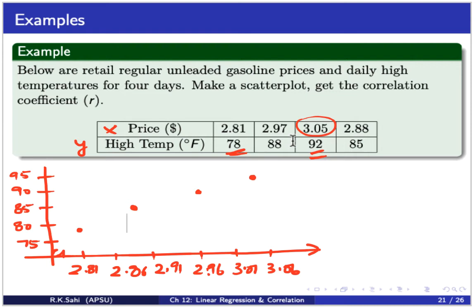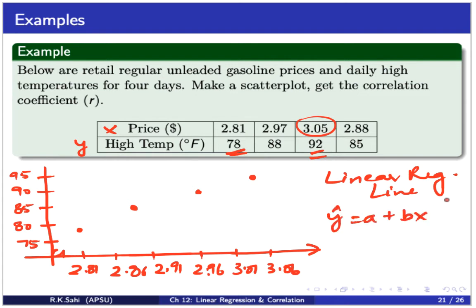Before I get the correlation coefficient, I would like to have the linear regression line. In other words, I want to have the y hat, which is a plus bx. And as I said, we are going to use our calculators, the one variable stat. So let's get our calculators, guys, and plug in the numbers.